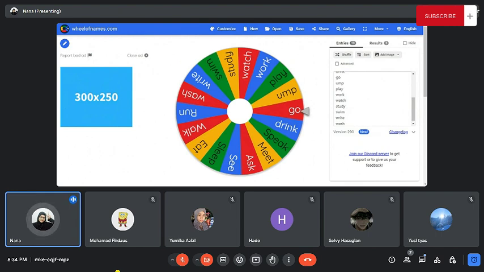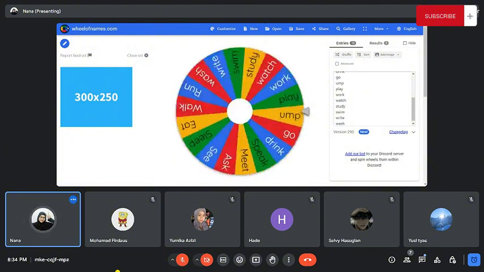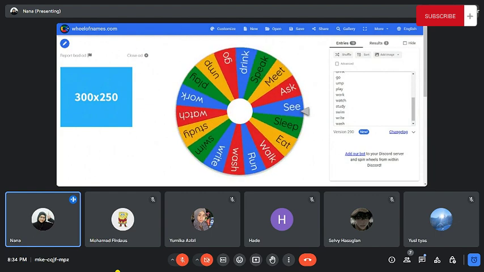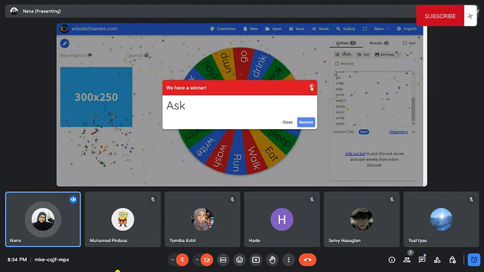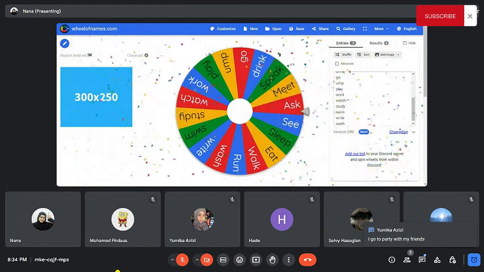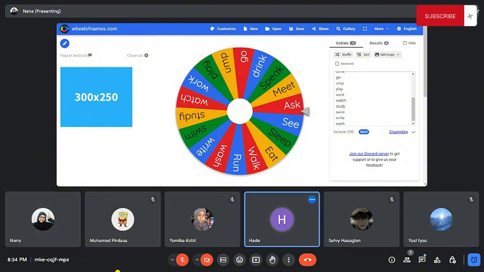Now let's move on to Hate, please. Let's search for the word for Hate. Okay, the word for you is ask. Can you create a sentence using the verb ask? He asked his friend for help with his homework. Okay, that is correct. Thank you so much, Hate, for your answer.